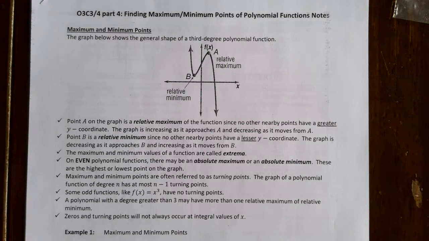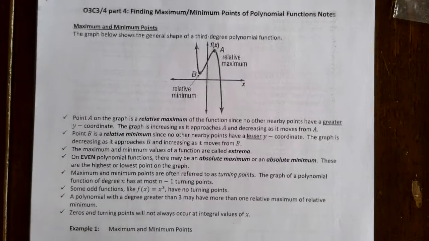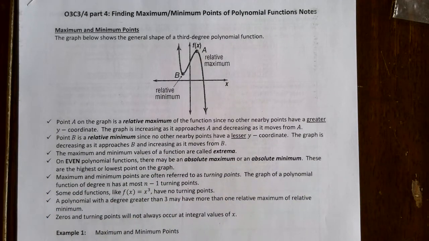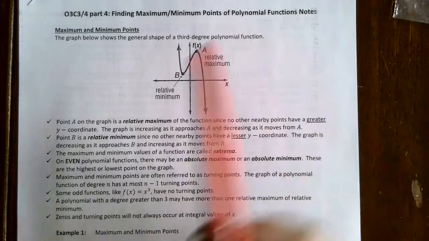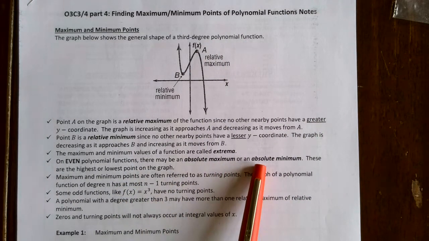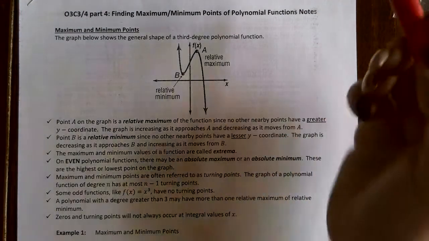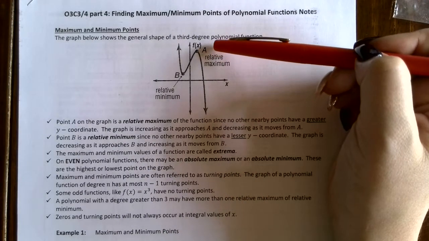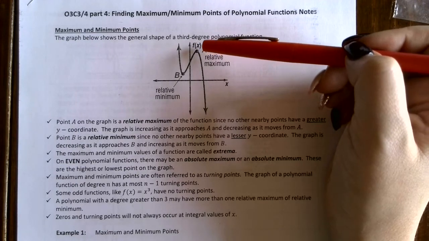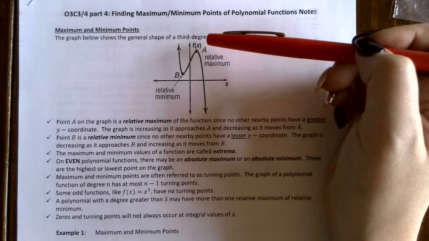Okay, today we're going to take a look at finding the max and min of functions. So if I'm looking at these notes here, a couple things I want to highlight. If your function is even, you're going to have an absolute max and min, so a highest point and lowest point. On this cubic, I'm going to have a relative max and a relative min, so that would be on my odd functions.